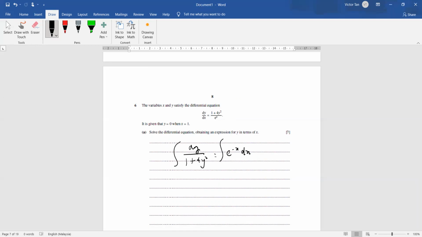Now you can get the integral of 1 over 1 plus y squared from your formula sheet MF19. Let me draw it out for you. Okay. The integral of 1 over x squared plus a squared is 1 over a arctangent x over a.